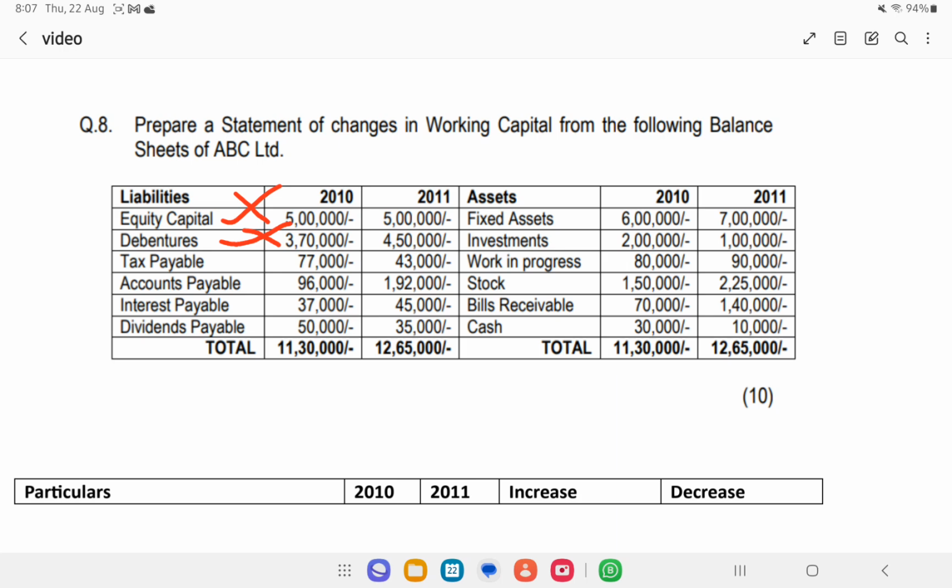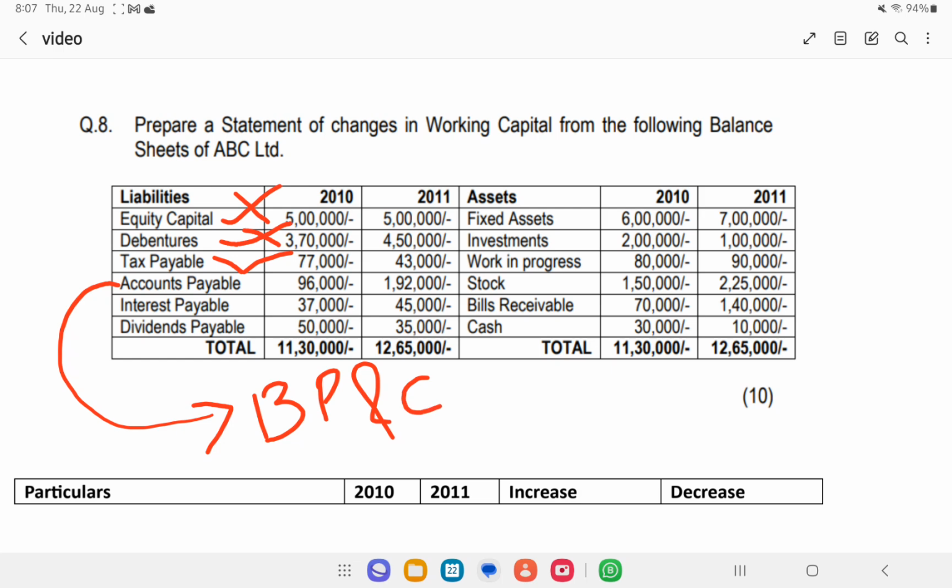So we needn't doubt that it is a part of current liability. Now moving into the next one, accounts payable. Remember, accounts payable is a sum of bills payable and creditors.